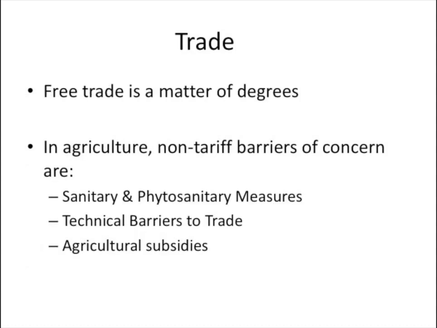To summarize here, we've seen a movement towards free trade since World War II, but more recently we've seen movements away from free trade. But overall, free trade is a matter of degree, and in agriculture, we do have some non-tariff barriers that are a concern. Those include sanitary and phytosanitary measures, technical barriers to trade, and agricultural subsidies.